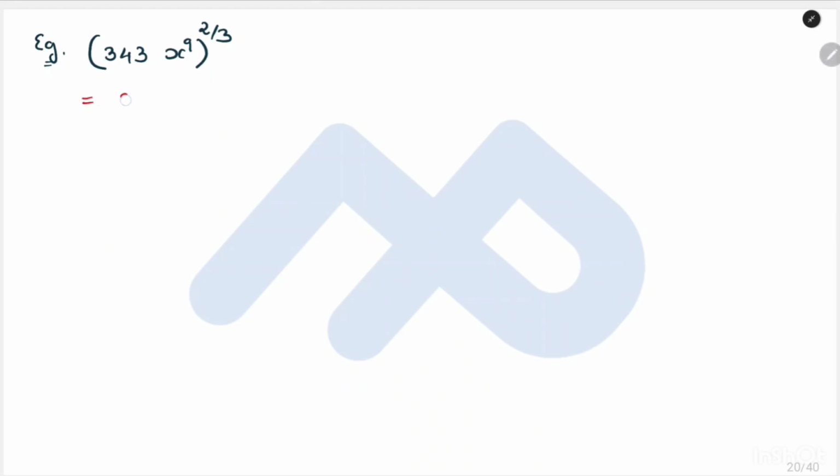Let's see another question based on the same fractional power. First of all, let's give them separate powers. So that's 343 power 2 by 3 into x to the power 9, to the power 2 by 3, because they are in multiplication. In multiplication, you can give them separate powers.